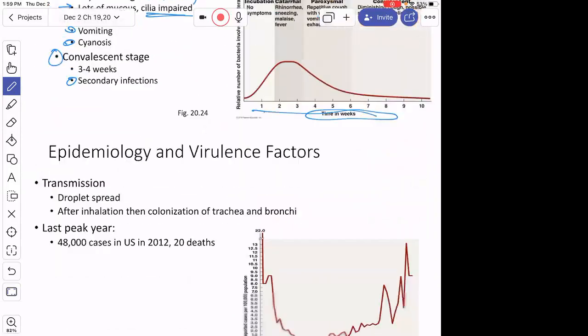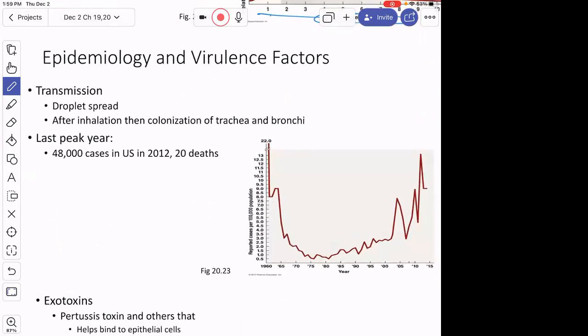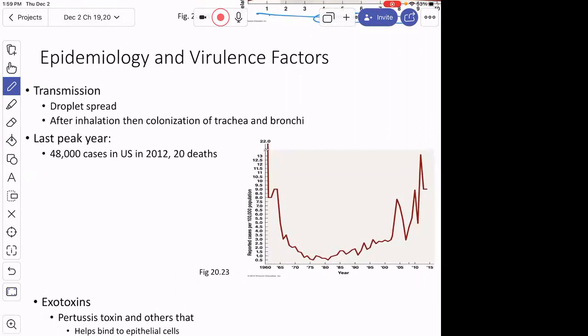Okay, so epidemiology, how is this spread? Who gets this? Droplet spread. So direct contact, it's not considered airborne, or at least most commonly wouldn't be. So you have to be within a meter of somebody. It's those large droplets. The organism's going to colonize, again, just the trachea, the bronchi, places where the organism's going to have easy access to oxygen.